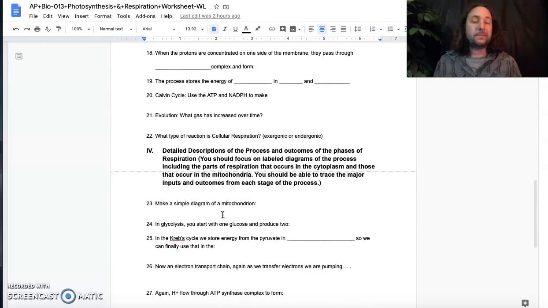And then you're going to do the same thing with cellular respiration. So you're going to be looking at the process overall. You're going to be focusing on the structures of the mitochondria. Some of the processes go on in the cytoplasm. And so you're looking again at those specific processes.